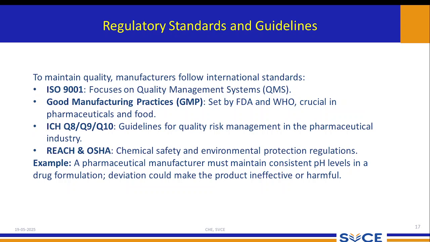ICH Q8 is a guideline from the International Council for Harmonization focused on pharmaceutical development, particularly emphasizing a quality by design approach. It provides a framework for developing and optimizing the drug formulation and manufacturing processes to ensure consistent product quality. The key aspects of ICH Q8 include quality by design. This approach focuses on understanding and controlling the critical quality attributes throughout the development and manufacturing process to ensure consistent product quality.